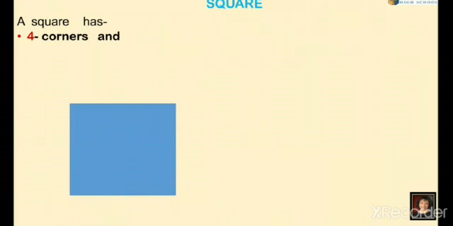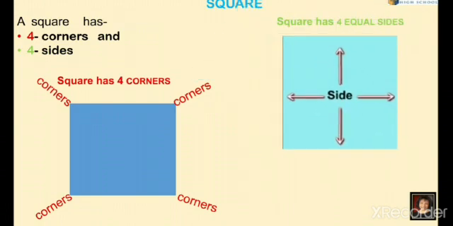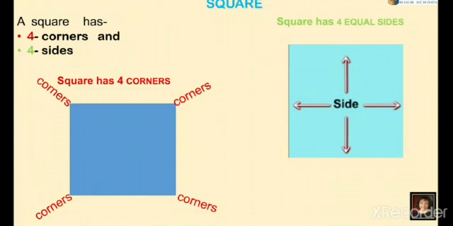Let's first take the square. A square has 4 corners. Let's draw a square. Corner number 1, 2, 3 and 4 corners. So 4 sides. All these are the sides of the square. Side number 1, side number 2, 3 and 4.